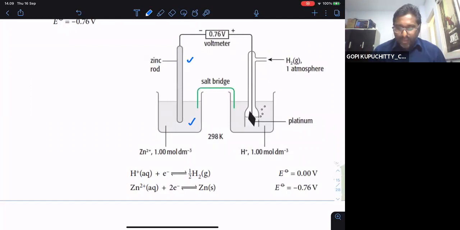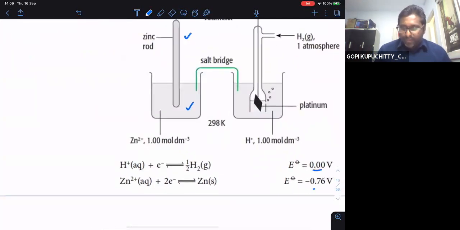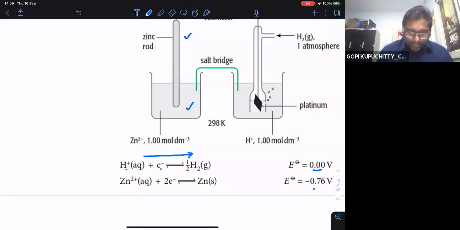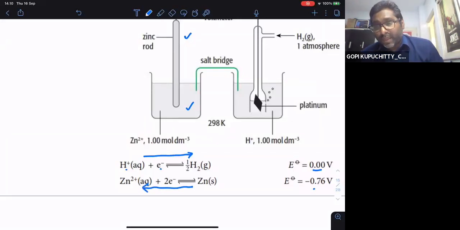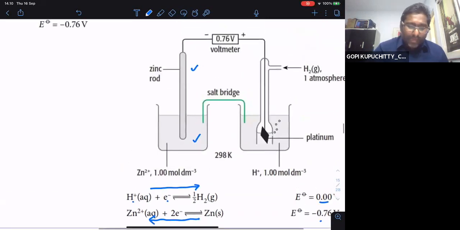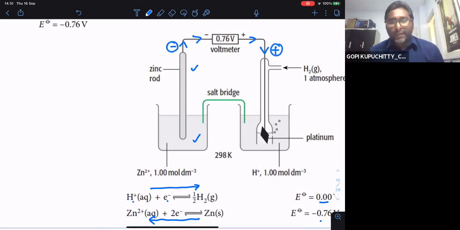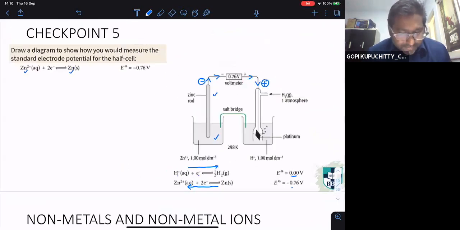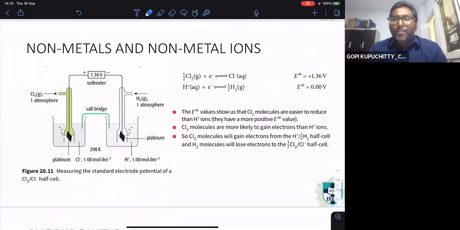I'll make it very fast. You see, this is positive, this is negative. The more positive one will go here, it means that H+ adds electrons, so this one will go here. Zinc is the one that will lose the electron. If zinc is losing electrons, the electrons are moving from here to here. So this is the negative terminal, this is the positive terminal. Very easy. But I will move on. That is the first situation: metal and metal cation.